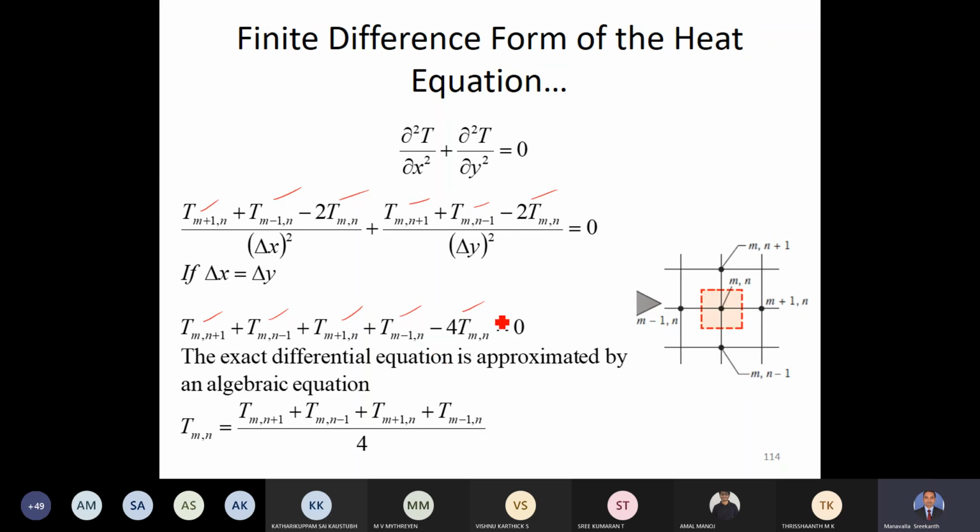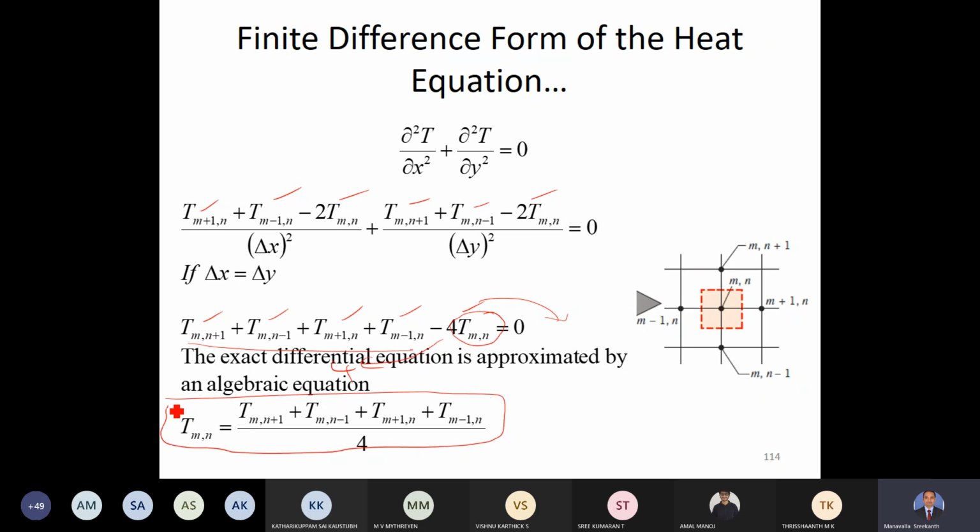Now I am interested in finding out this temperature tmn. So I isolate this one. So I will take it to the other side, right, and bring 4 to the denominator. So tmn is equal to this entire thing divided by 4. So this is what you get.